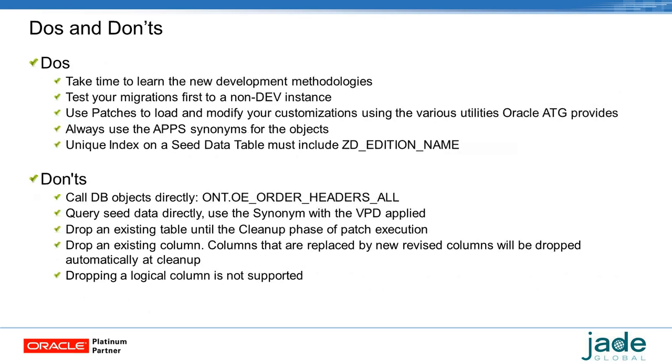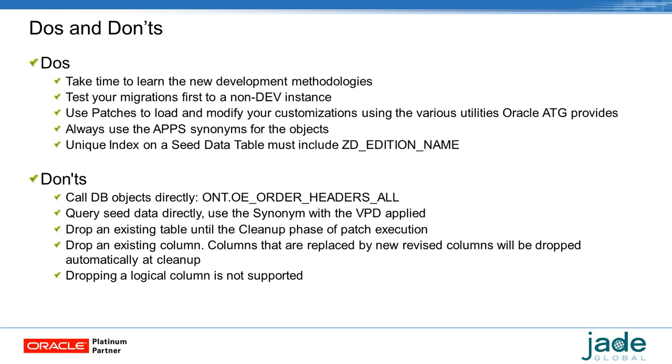A couple of do's and don'ts when you are planning to upgrade to R12.2. First thing is you should always take enough time to understand all your development methodology, your coding standards, your naming standards, all kinds of standards you use during your customizations. You should always test all of your migration in a non-development testing environment so that when it moves to the production environment, it is stable and usable from day one.